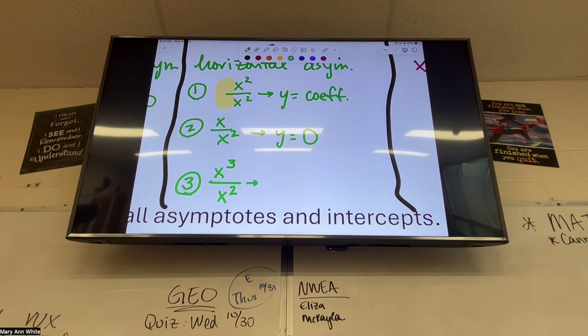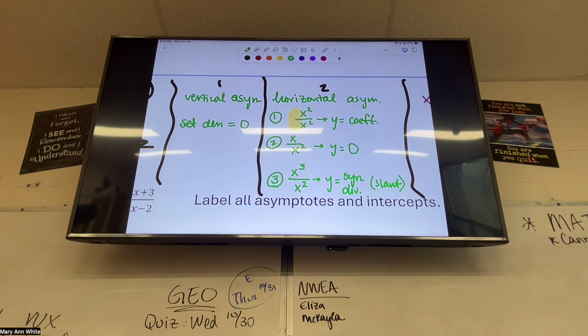Do you remember what we do if my exponent on top is bigger? We have to do synthetic division because it's going to be a slant asymptote. So we're going to do synthetic division, and it's because it will be a slant asymptote. And we'll see an example or two of that today. Okay. So those are my asymptotes.